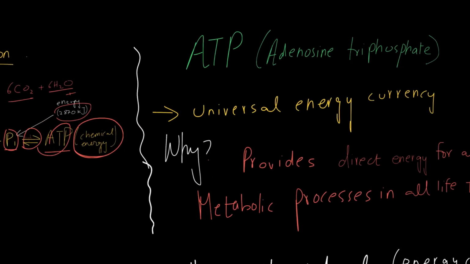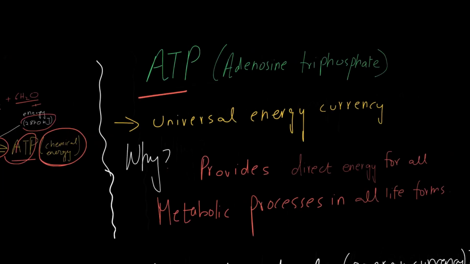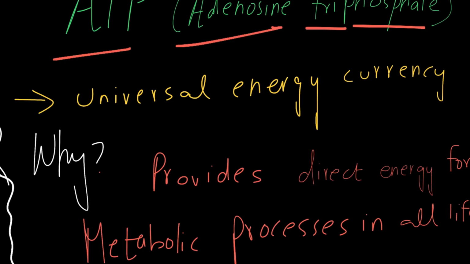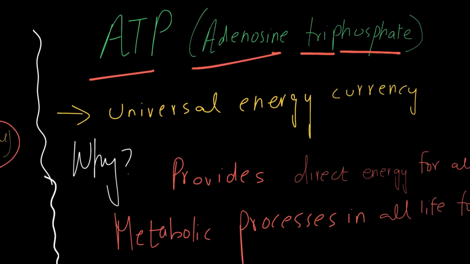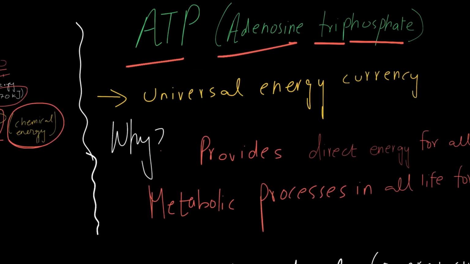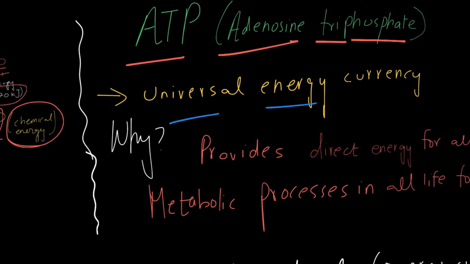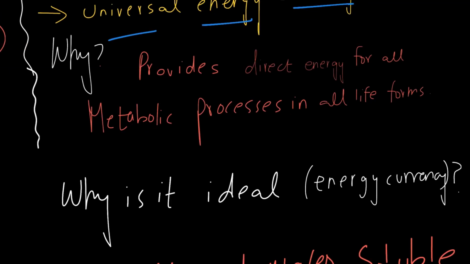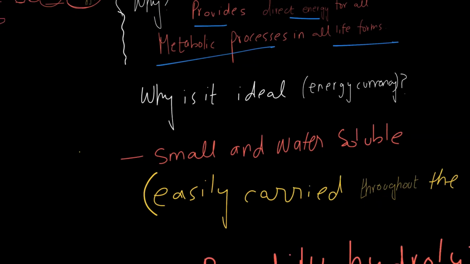So let's talk about ATP. ATP, as I mentioned earlier, adenosine triphosphate. What ATP basically is, it's a universal energy currency. And why is this the only suitable form of universal energy currency? It is because it provides direct energy for all metabolic processes in all life forms. Why is it the most ideal form of energy currency?